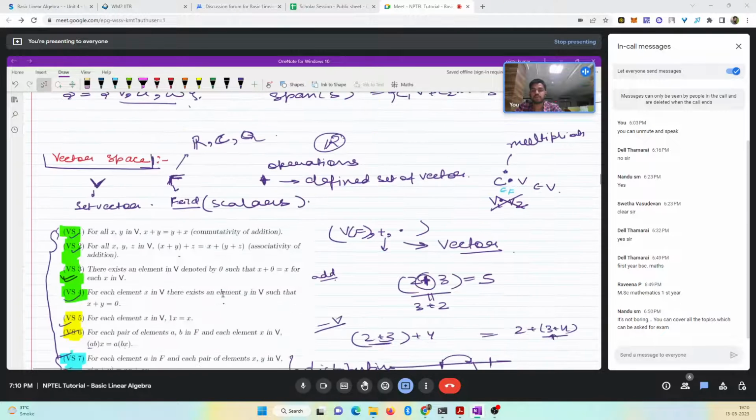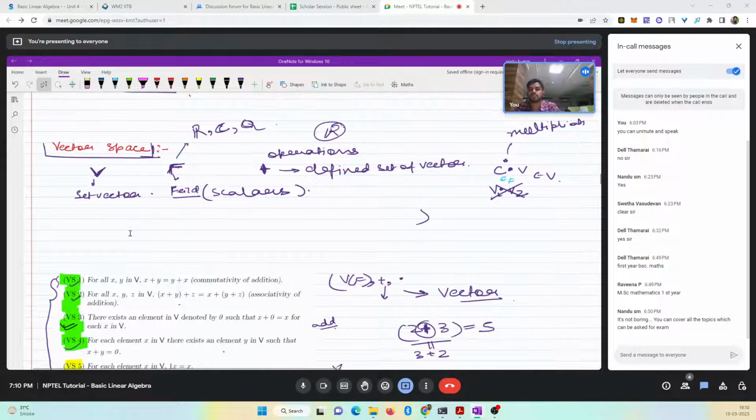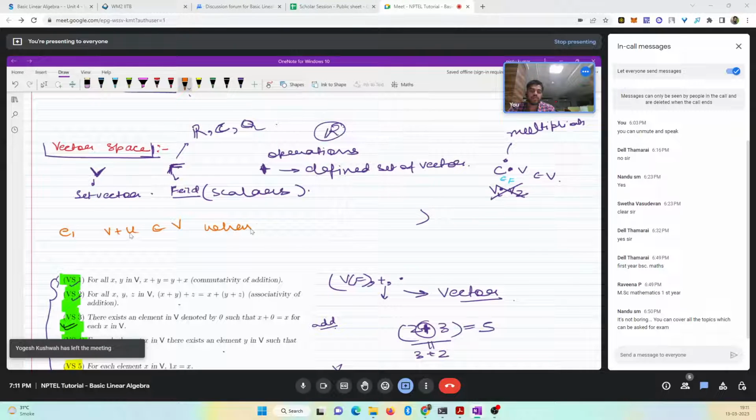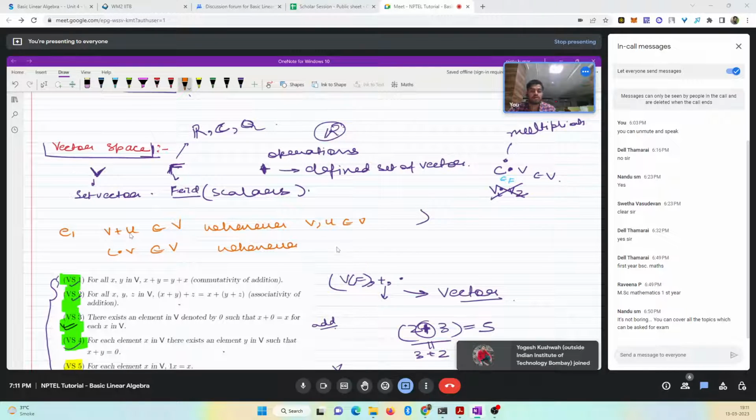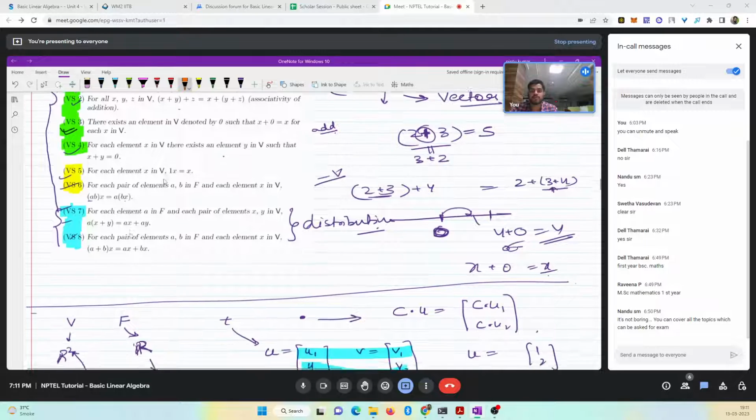So if you look at these properties, I'll include two more properties on the top. These two are essential properties. That is, let's call it E1, that v plus u should belong to V whenever v, u belong to V, and c dot v belongs to V whenever c belongs to your field and v belongs to V.